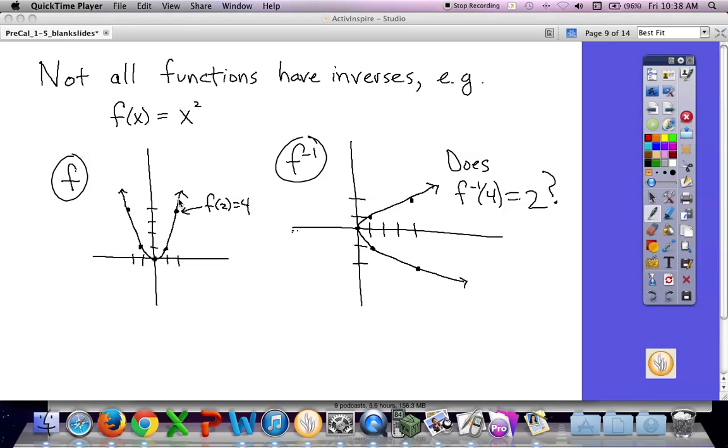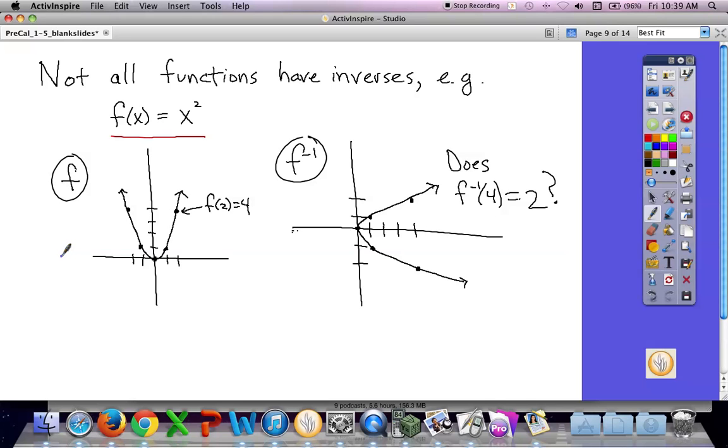Okay, not all functions have inverses. Take, for example, the common function f of x equals x squared. Okay, we know that that's a parabola. It opens up, vertex is the origin. Right? It should have the points (-2, 4), (-1, 1), (0, 0), (1, 1), (2, 4).